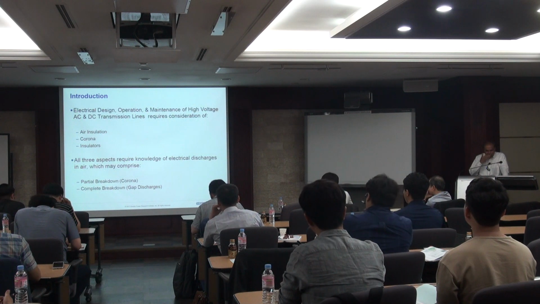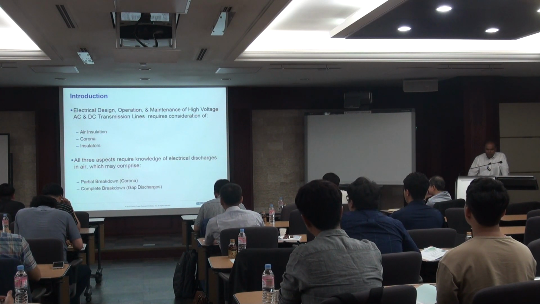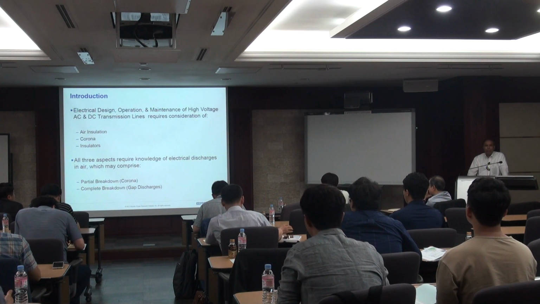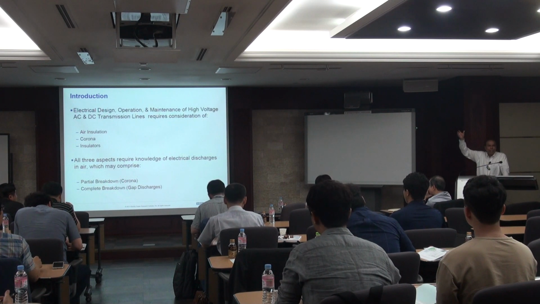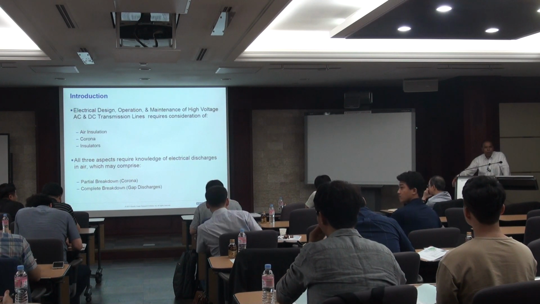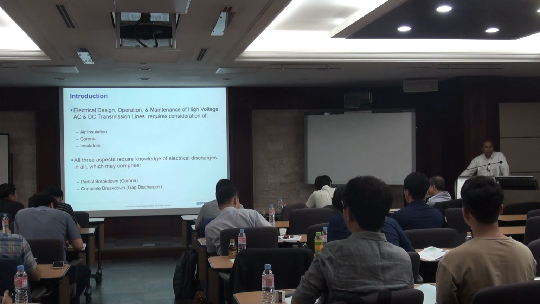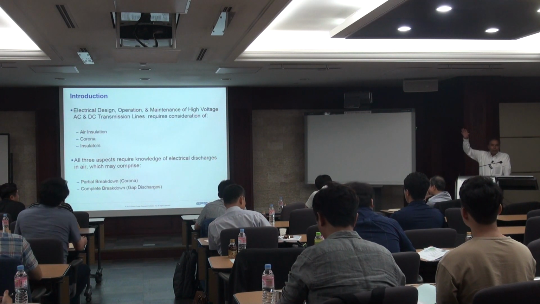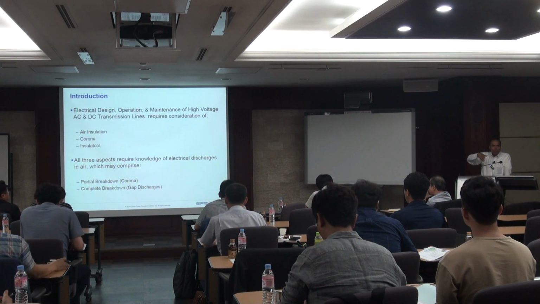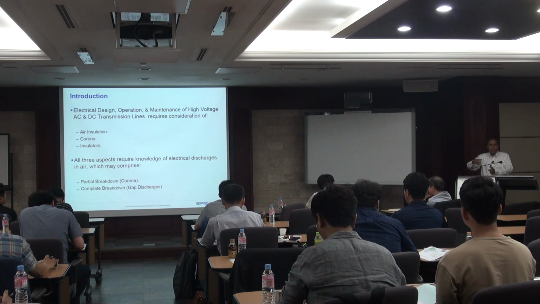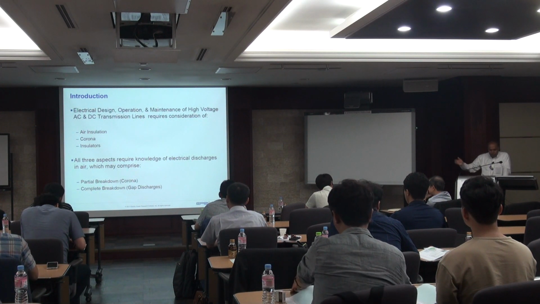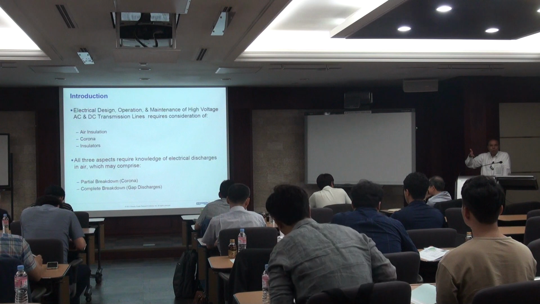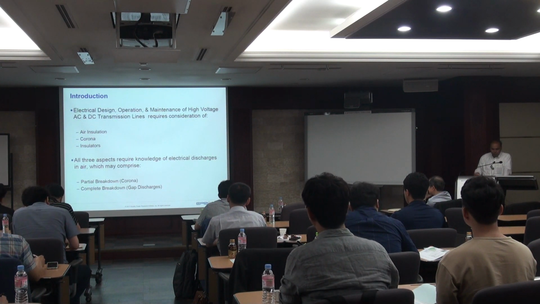And corona is a phenomenon. I will tell you what corona is in the next slide. And also you need to design the insulators. When you have a tower, the conductor is sitting there, and the tower is at earth potential, or ground potential, because the tower is grounded, right? To avoid spark over from the conductor to the tower, you have these insulators stacked up, so that you have enough insulators to avoid spark over, or flash over, from the conductor to the pole. So these three things you need to worry about.